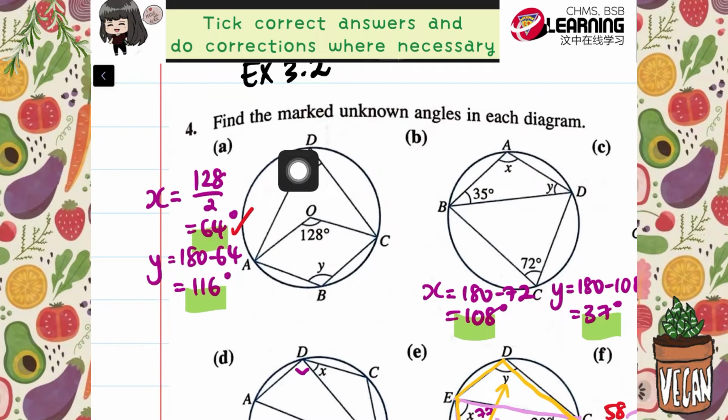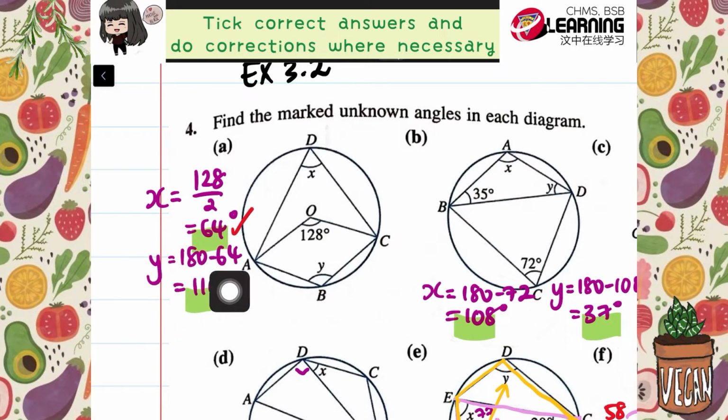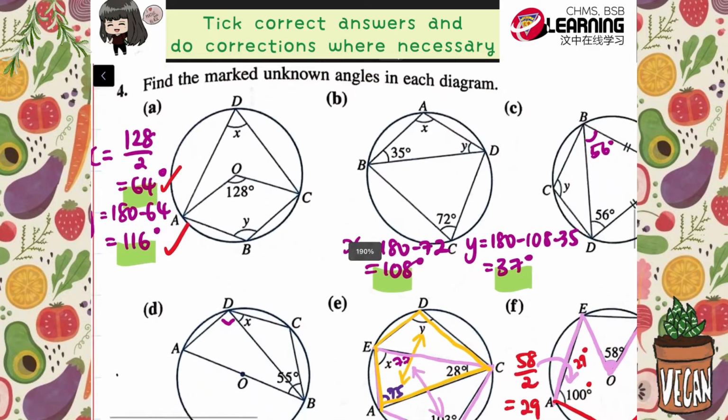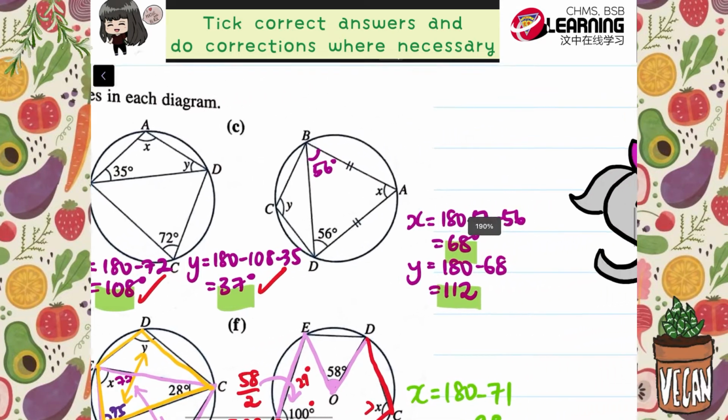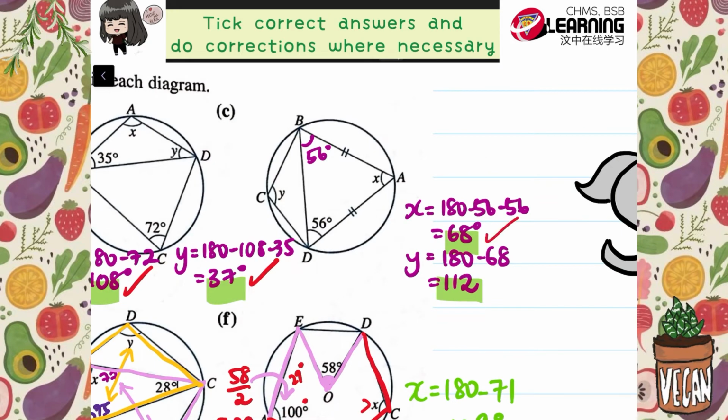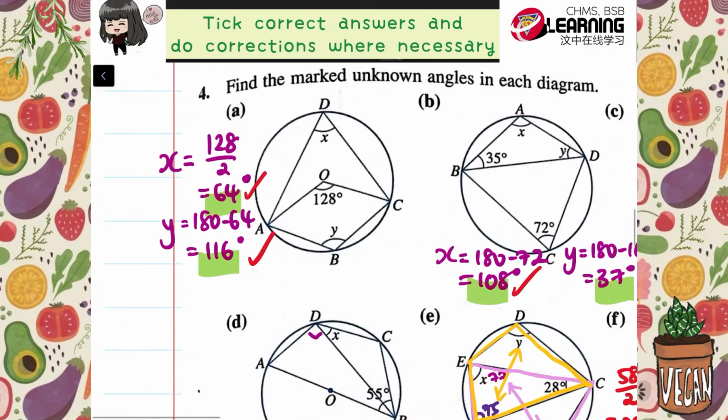4A is 64, I think no problem. You need to find this by dividing by 2. This one we use twice, okay? And then the 126 over here, the Y here, the opposite angles add up to 180, not the same, okay? So this one is 116. And as for B, this is 72, but X is not 72, it is 108, because I still see a few of you give me a wrong answer. For C, this one I think easy, 68 and then 112.